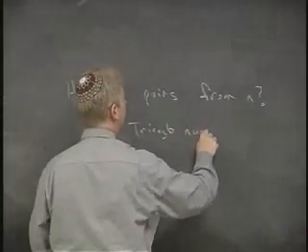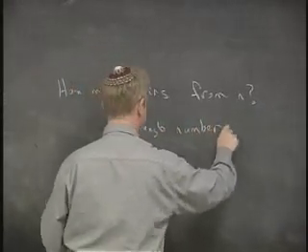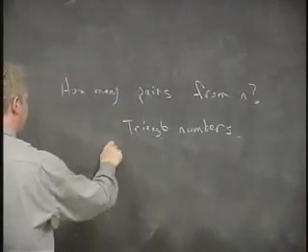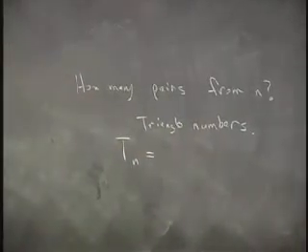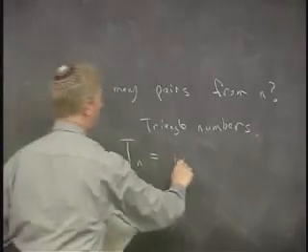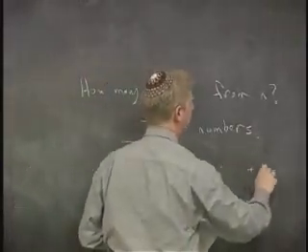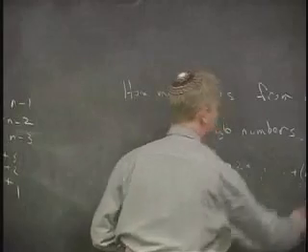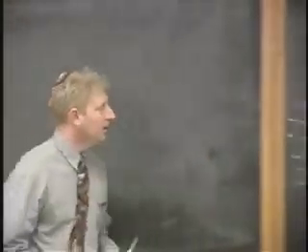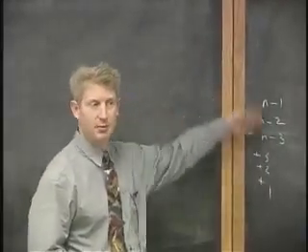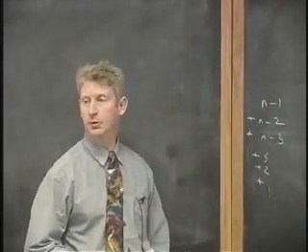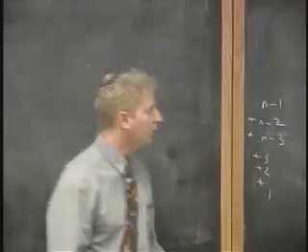Triangle numbers. We'll call the nth triangle number equal to this: 1 plus 2 all the way up to n minus 1. Okay, that's the nth triangle number. It's the number of pairs you can choose from n people. It's the number of bowling pins in something with n minus 1 rows. Okay? So let's get a formula for this.